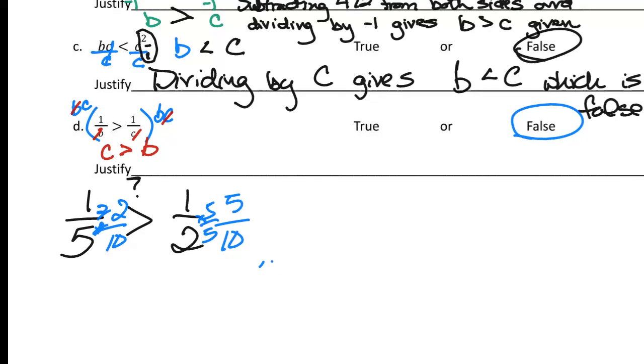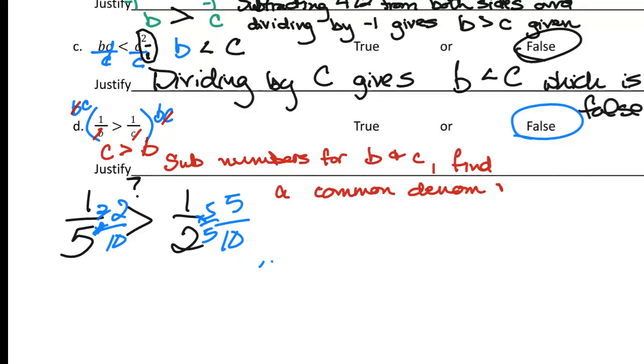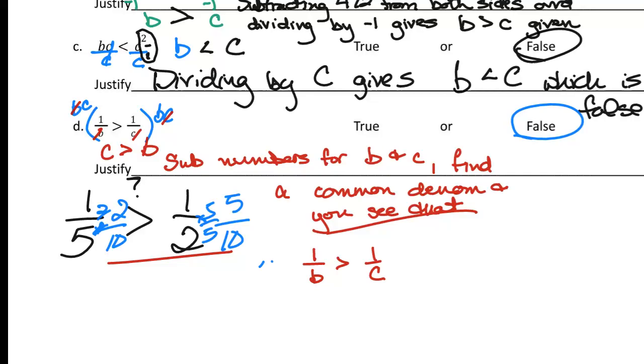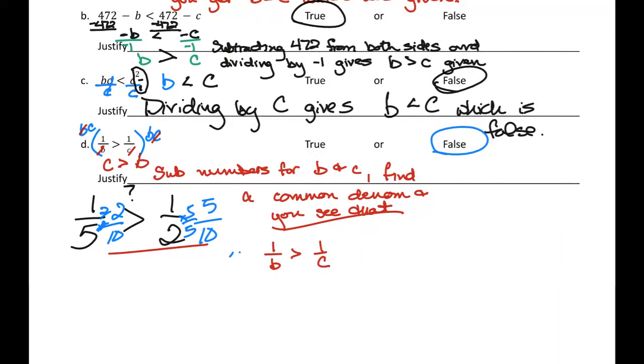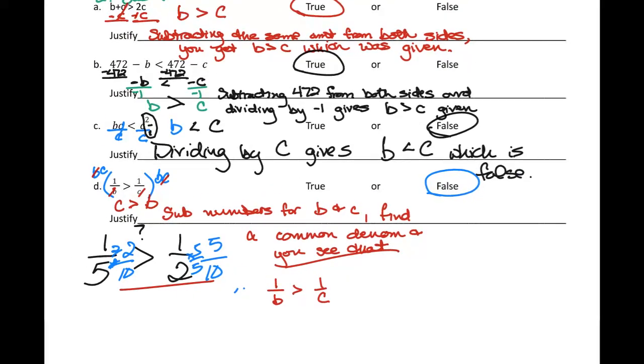And to justify, you can say substitute numbers for B and C, find a common denominator, and something like you will find it's false. So if you show me the work and you write about it a little bit, you will be covered. Find a common denominator and you see that 1 over B is greater than 1 over C, something like that. Or you can say multiply by that common denominator on both sides and you get the reverse. That's true. C is greater than B, which is not true. Okay? All right.